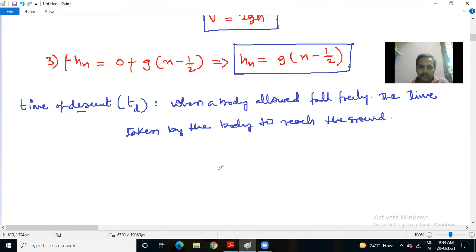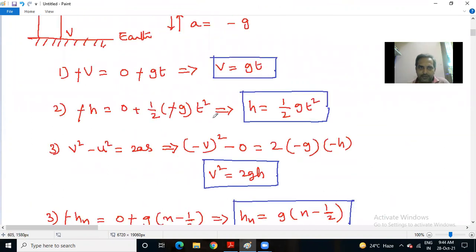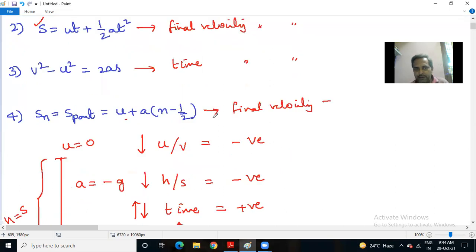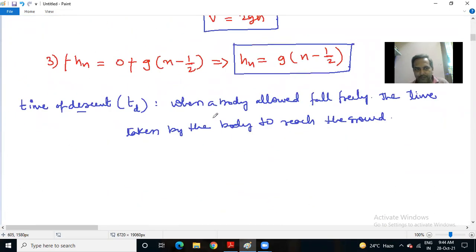In my next video, I'll explain how this basic equation of motion will be turned for a case when body is thrown vertically upwards, providing some initial velocity. And thereafter, we'll get the definitions of time of ascent, maximum height.